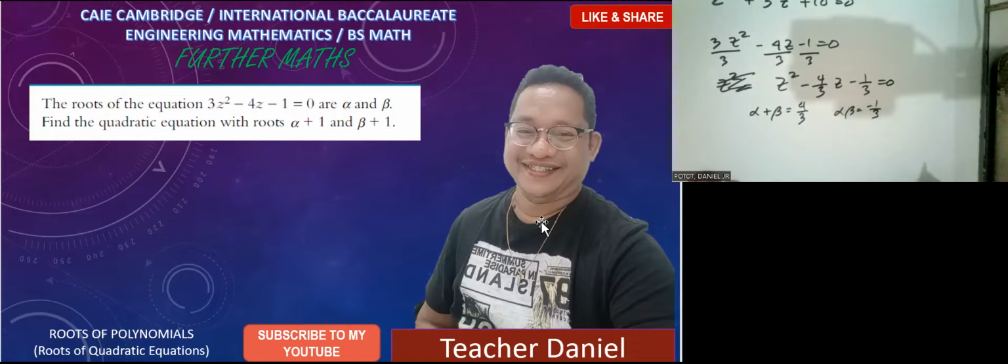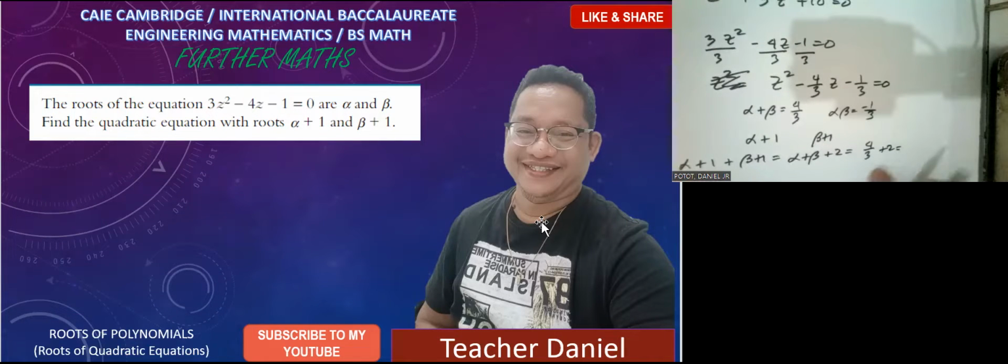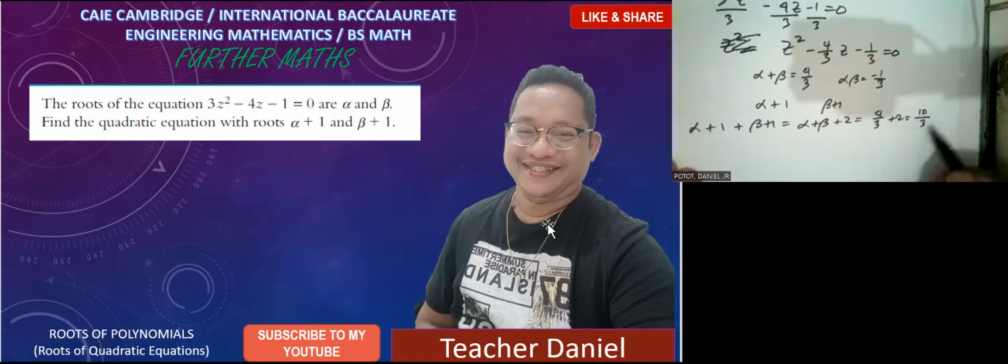All right. And the question is what is the equation with the roots alpha plus 1 and beta plus 1? Again, all we need to do is take the new sum, which is alpha plus 1 plus beta plus 1. So it's alpha plus beta plus 2. Now we know the alpha plus beta is 4 out of 3, plus 2. 2 is 6 out of 3, and 6 plus 4 is 10 over 3. That is now the answer for the sum.